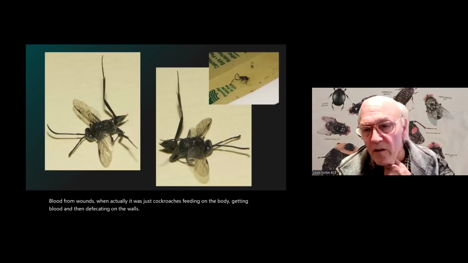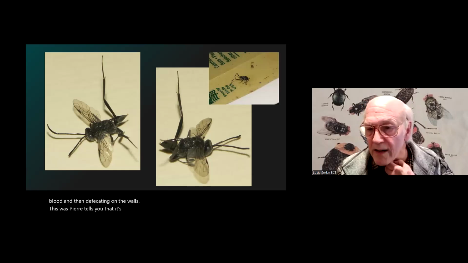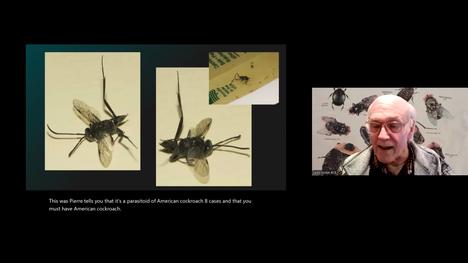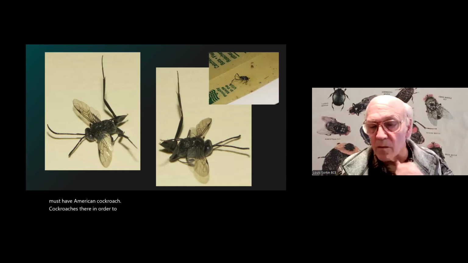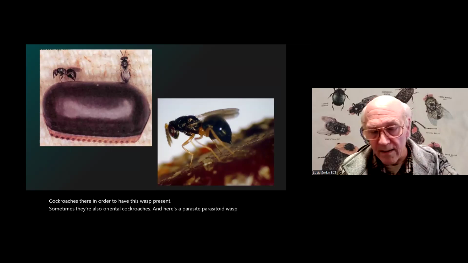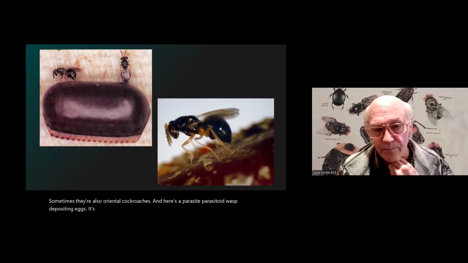This wasp here tells you that it's a parasitoid of American cockroach egg cases, and that you must have American cockroaches there in order to have this wasp present. Sometimes there are also Oriental cockroaches. And here's a parasitoid wasp depositing eggs. It's in the cockroach egg case.